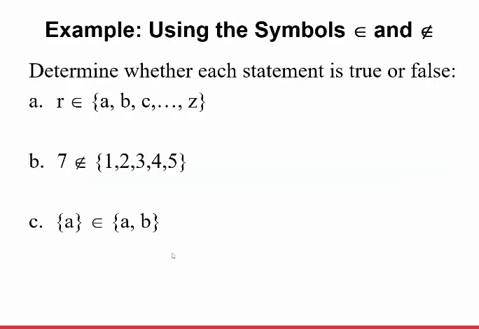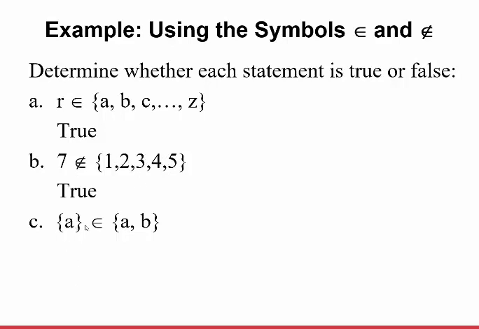Okay, determine whether each statement is true or false. Is R an element in this set here, A, B, C, dot, dot, dot, all the way to Z? Well, yeah, true. R is a letter of the English alphabet. That's what this set is indicating. 7 is not an element of this set, 1, 2, 3, 4, 5. Yeah, that's true, 7 is not in here. Now, how about this?